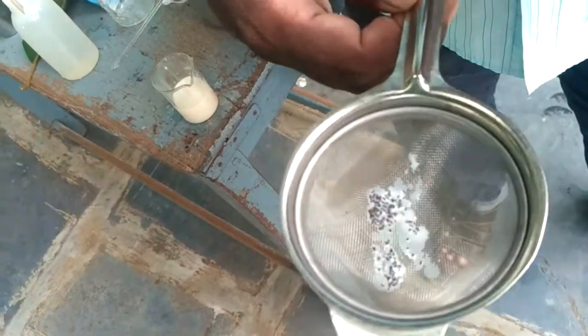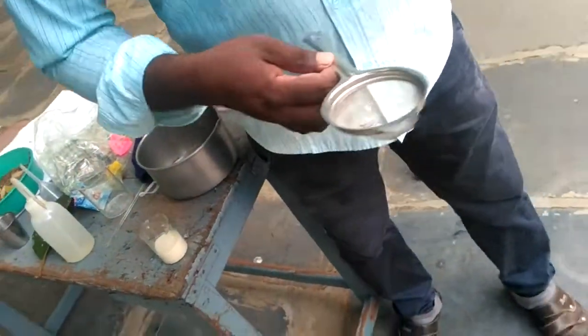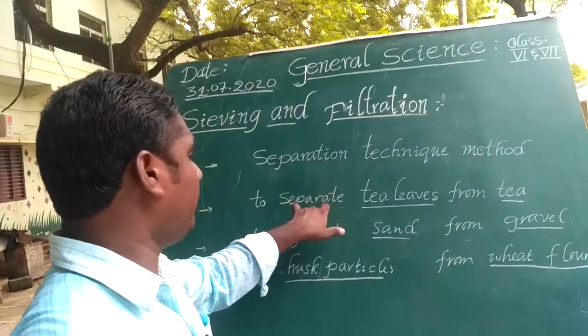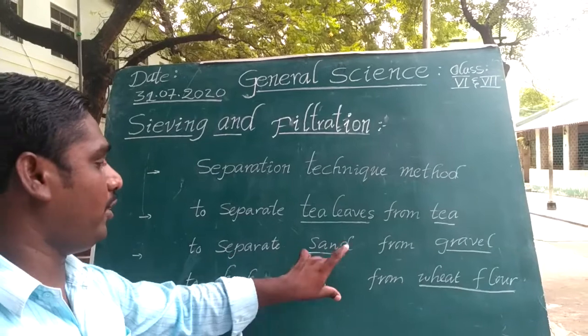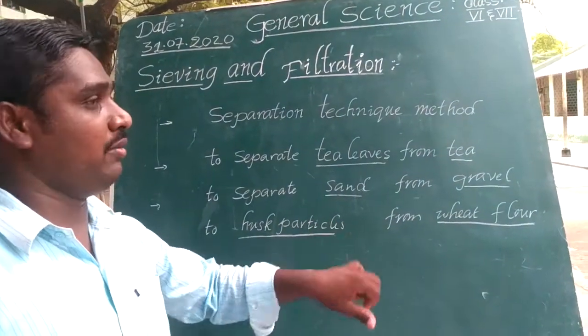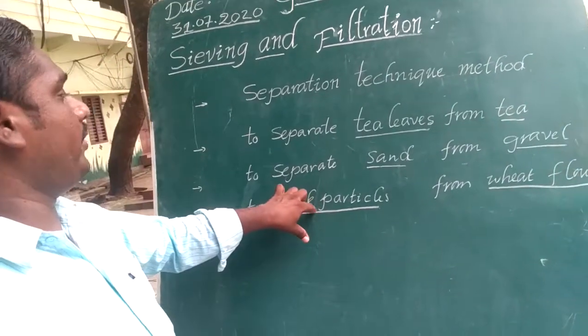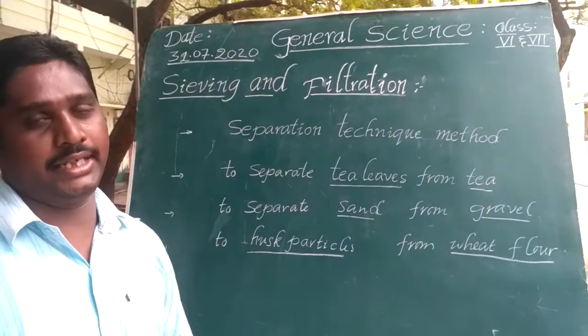on the sieve. Okay students, in this method, sieving is used to separate the tea leaves from tea, the sand from gravel, and the husk particles from wheat flour. The separation technique we use is the sieving method.